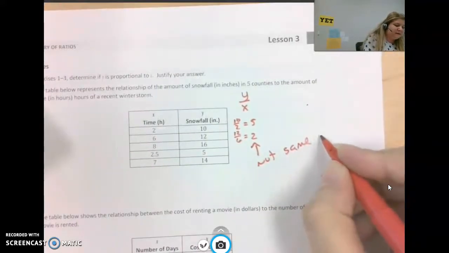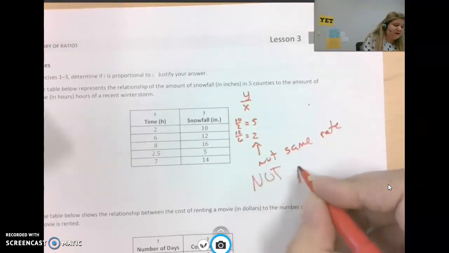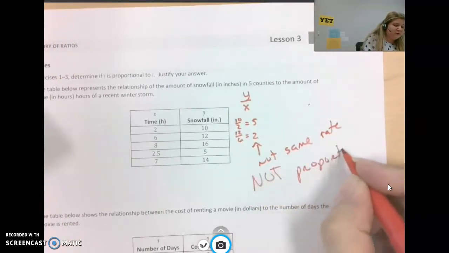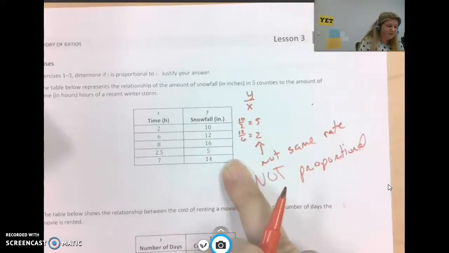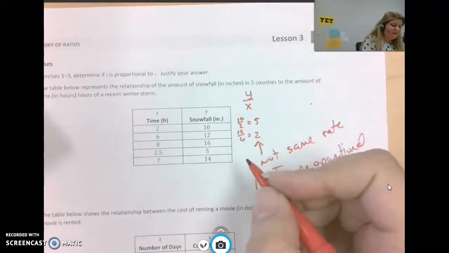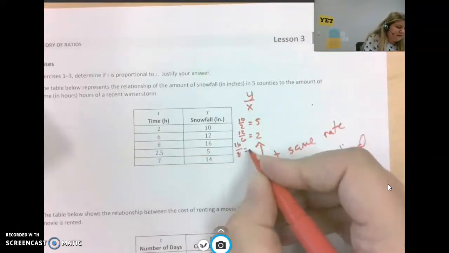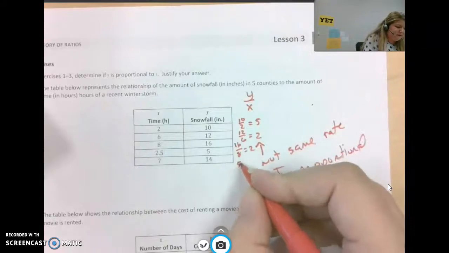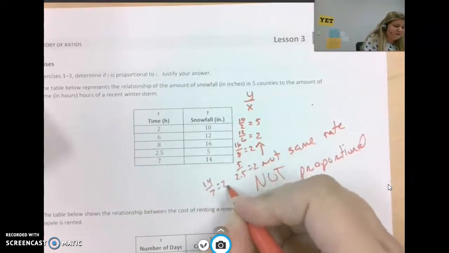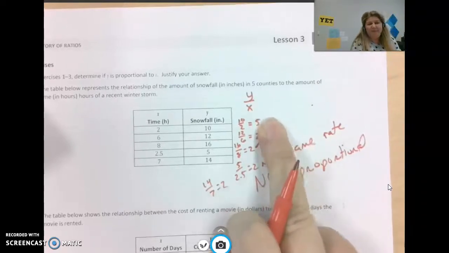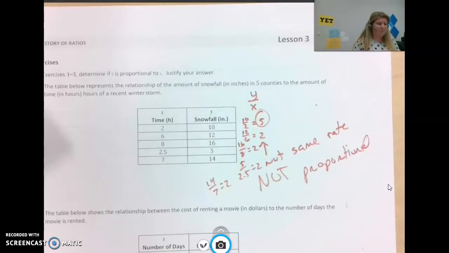Okay, this is not the same rate, so this is not proportional. I don't even have to finish doing this. I could, but I don't have to. It looks like 16 divided by 8 is going to be 2. 5 divided by 2.5 is 2. 14 divided by 7 is 2. So they're all 2 except the first one. But that's enough to make it not proportional.